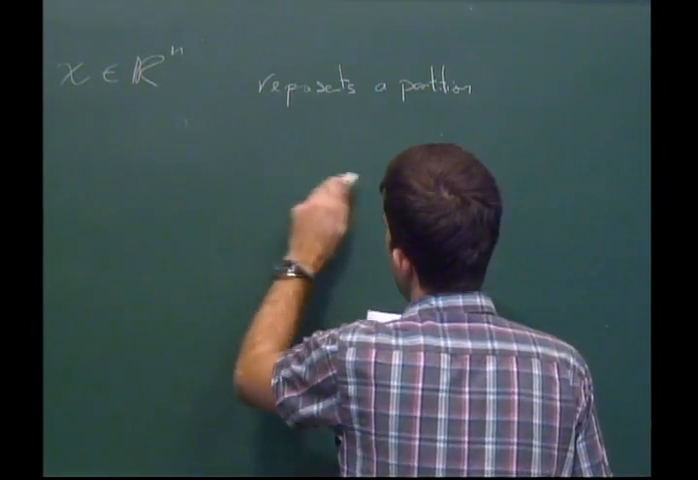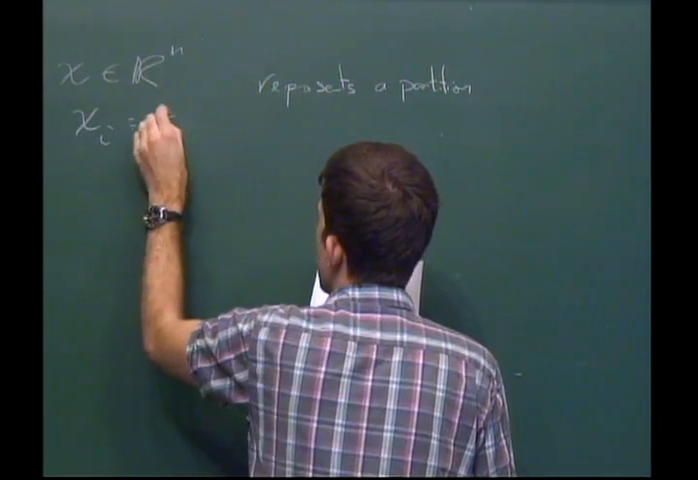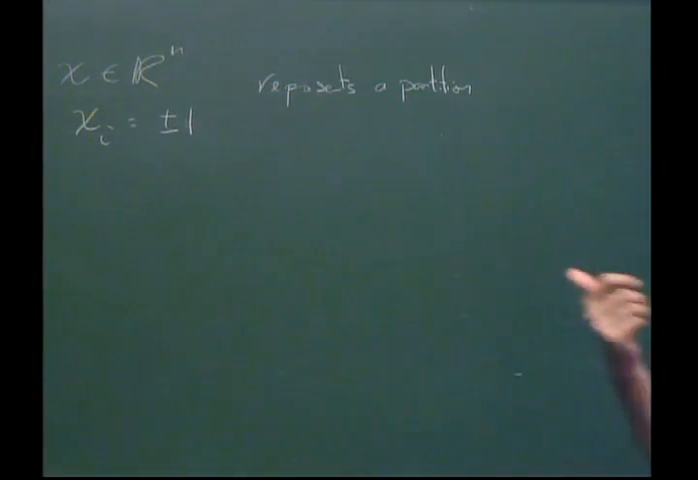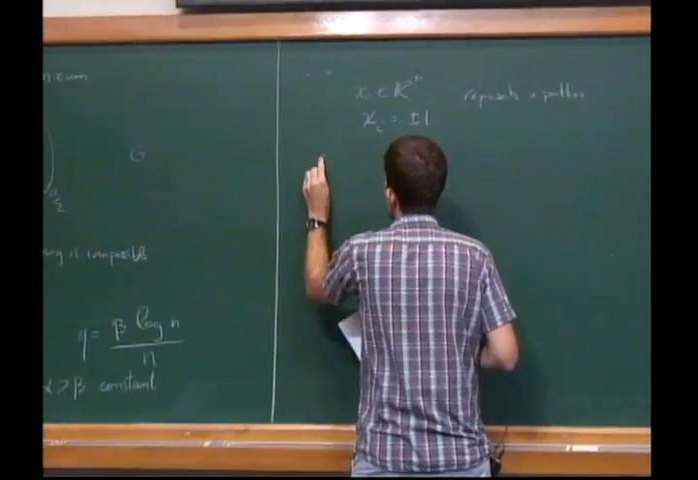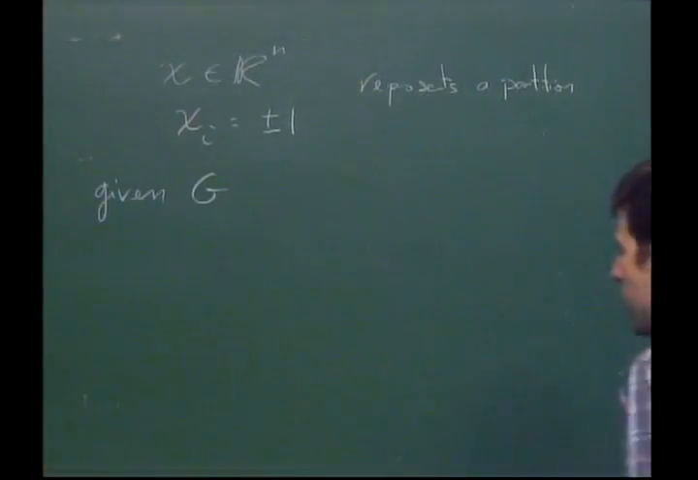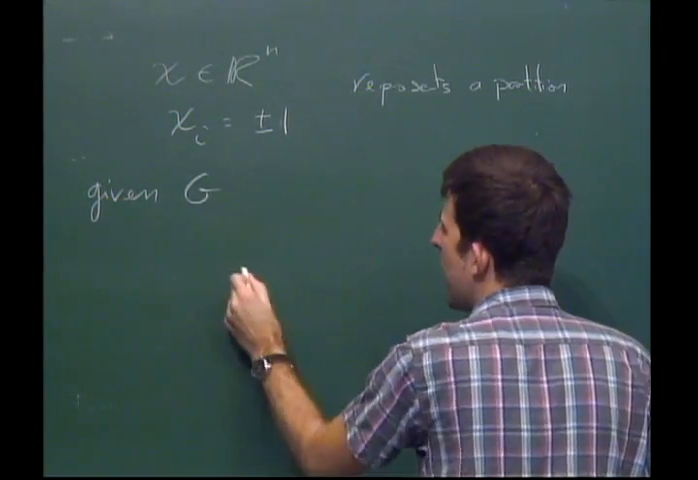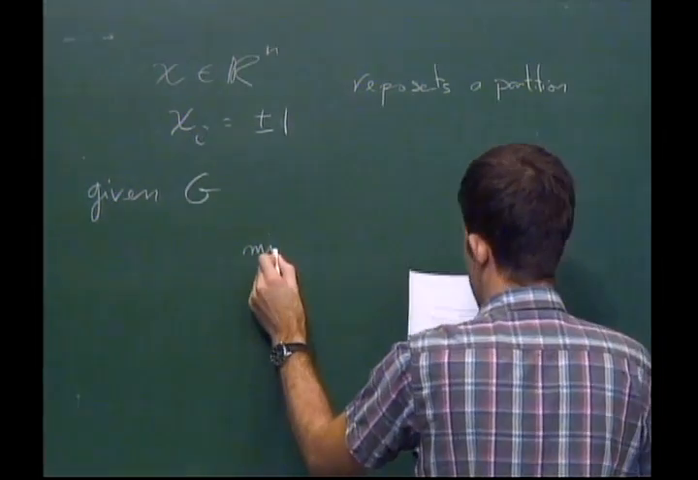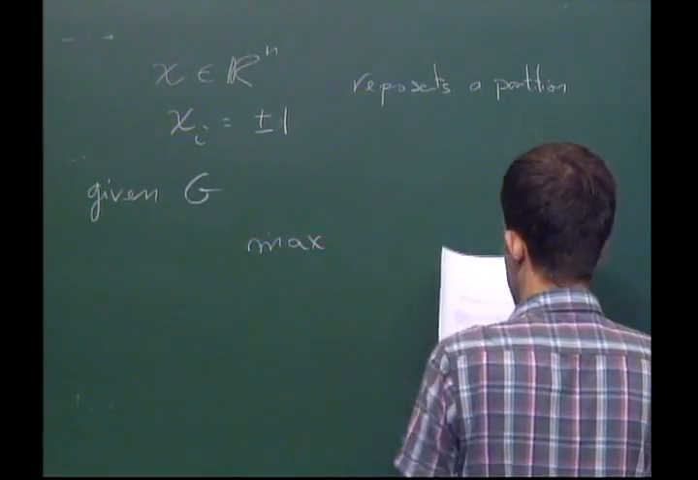Essentially the partition is given by x_i equal to plus or minus 1, and the plus 1s belong to one side of the partition, the minus 1s to another. Okay? So given the graph G, what I should do is simply try to find x that minimizes, or I mean, it's easier to write, maximizes.